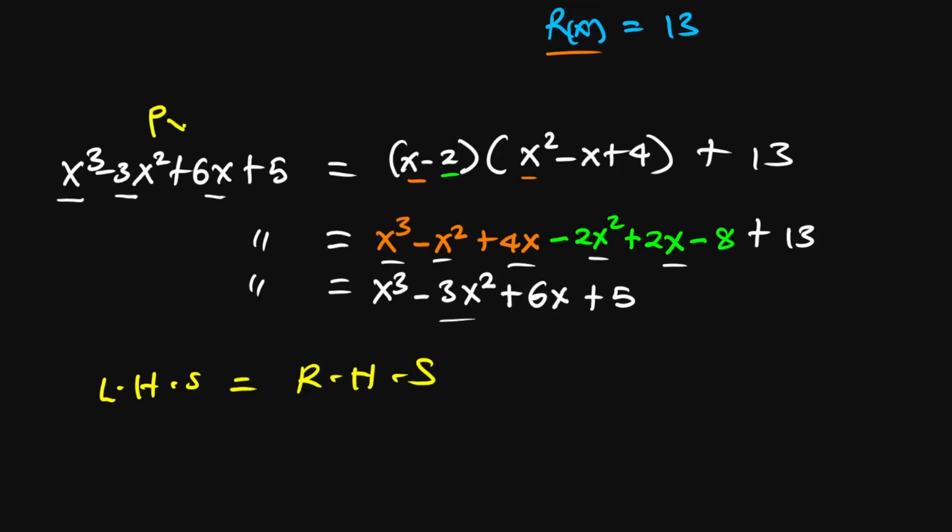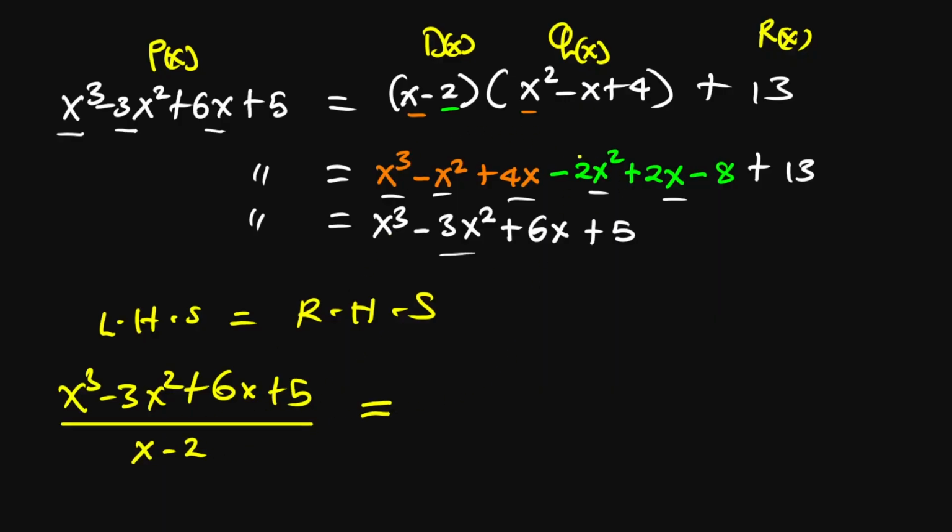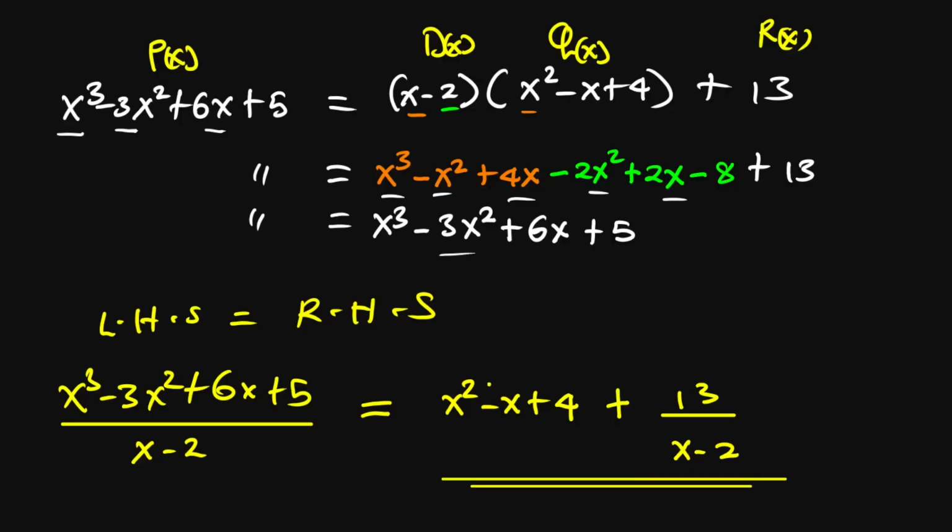With this being our polynomial, we've divided. This is our divisor, and this is our quotient of x, and this is the remainder of x, which implies that if we divide our polynomial, x cubed minus 3x squared plus 6x plus 5, all over our divisor, which is x minus 2, we will get x squared minus x plus 4 plus the remainder, which is 13, all over the divisor, which is x minus 2. This will be the solution to our problem.